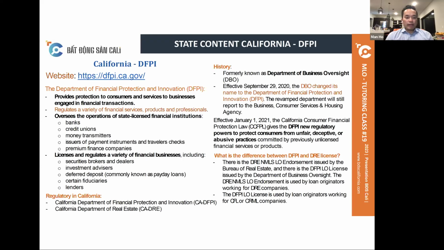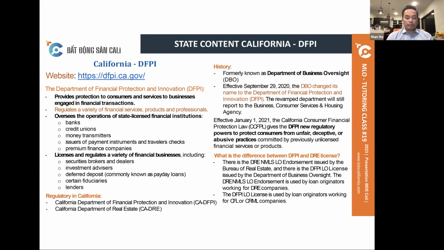They also license and regulate a variety of financial businesses, including securities brokers and dealers, anyone trading in securities, and investment advisors. Meaning that any professional service you operate is overseen and enforced by the FPI. Depending on the service you provide, you may be required to have a license, for example, as an investment advisor or MLO. You do need a license to practice. Even if you have a nationwide license, in order to practice in California you need a California license too, either through the DRE or through the FPI.